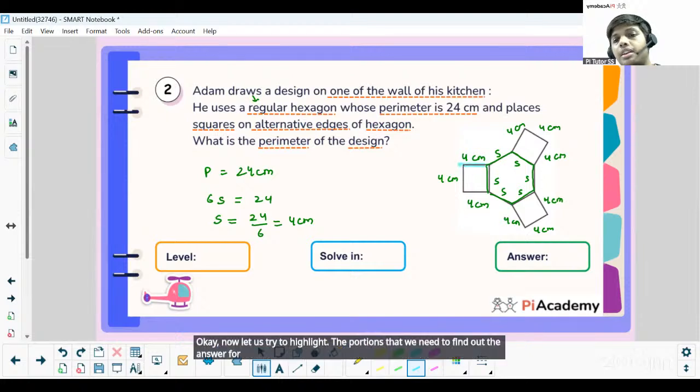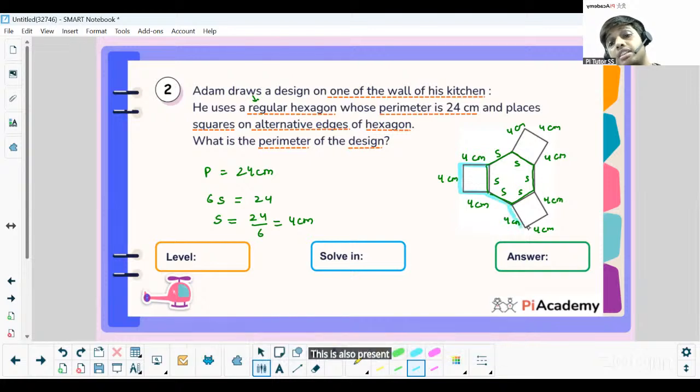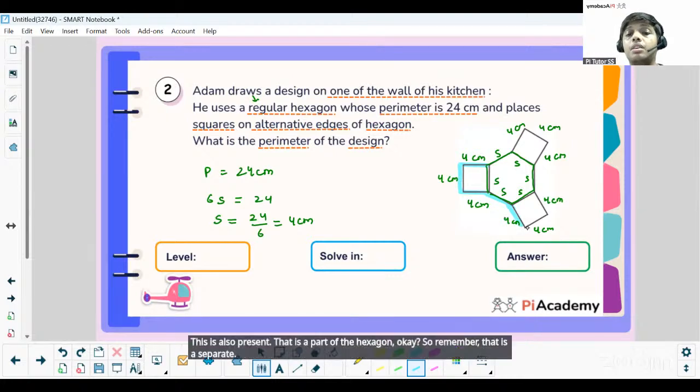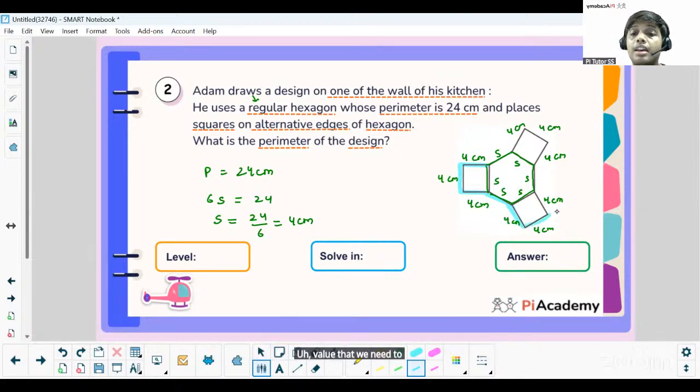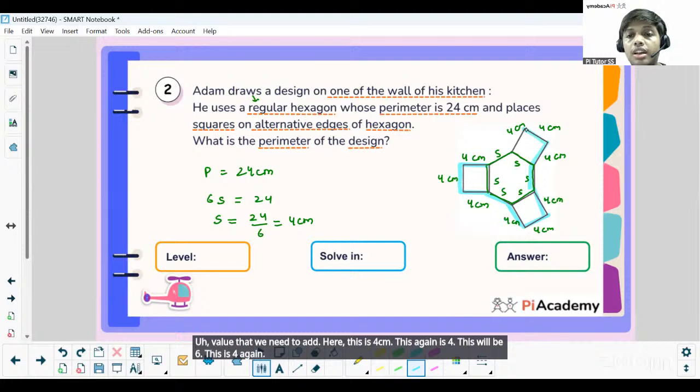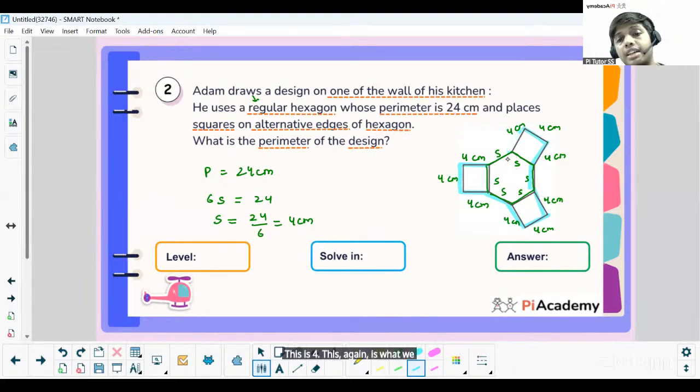This is 4 centimeter. Then again, we have this 4 centimeter. This again is a 4 centimeter. This is also present. That is a part of the hexagon. So remember that is a separate value that we need to add. Here, this is 4 centimeter. This again is 4. This will be 6. This is 4 again. This is 4. This again is what we need to add as 4. And at the end, we have 6 here.